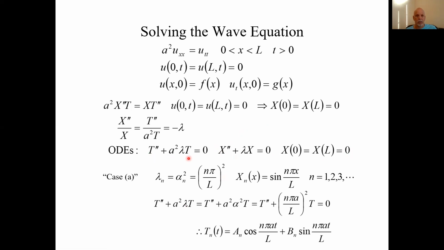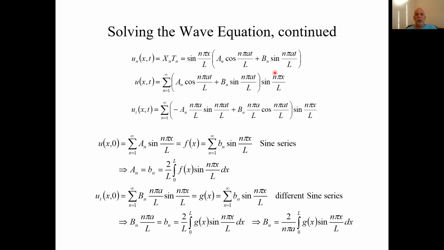Here was the T equation. Now we know what the lambdas are. They're the alphas. So here's the equation for T, and we know the general solution to that. This is a positive number, so it's a mixture of cosines and sines. So we have the X functions and the T functions. We put them together.